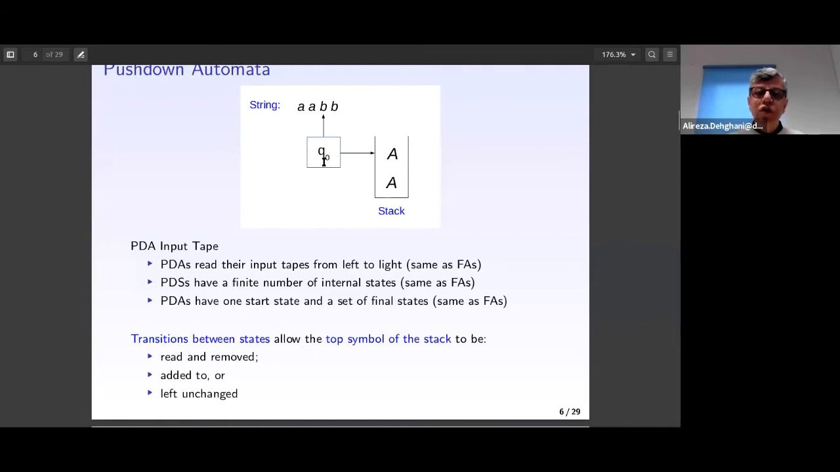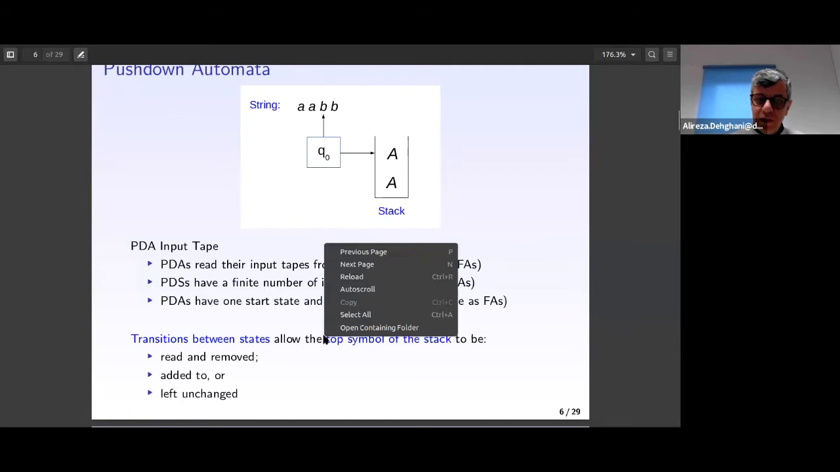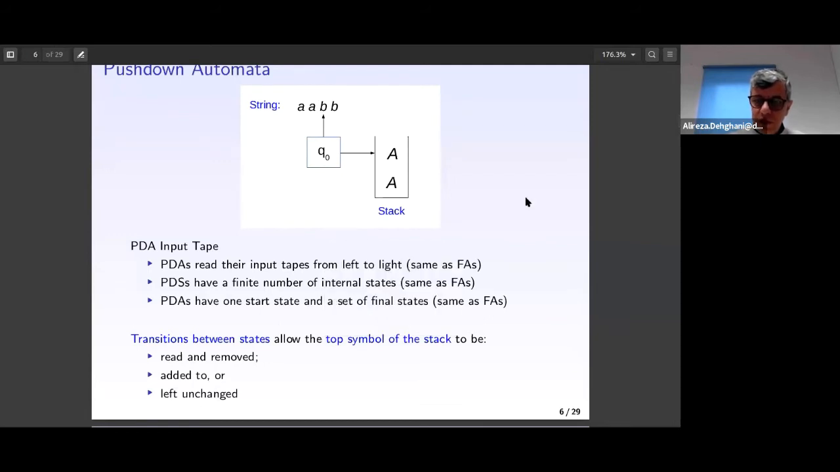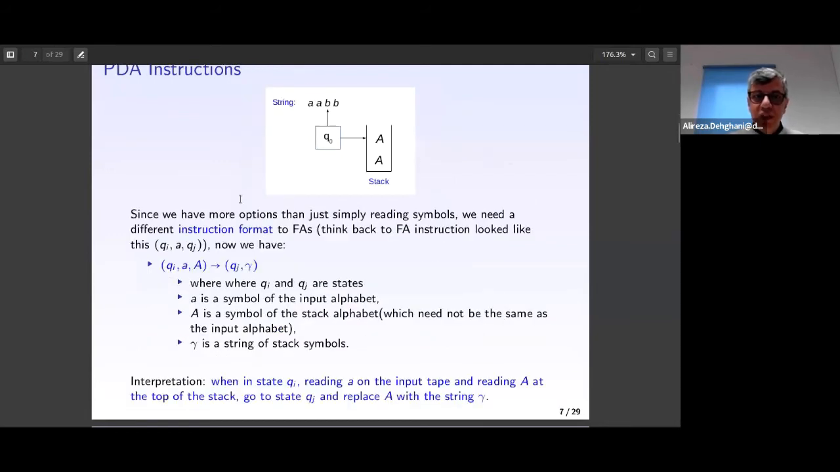So when you are in a specific state, you read a specific symbol of the string. You have three choices. You can read and remove something from the top of the stack, which is called pop, P-O-P. You can add something on the top of the stack, which is called push, or you can leave it unchanged. You don't apply anything to the stack. So that's actually the main difference in here.